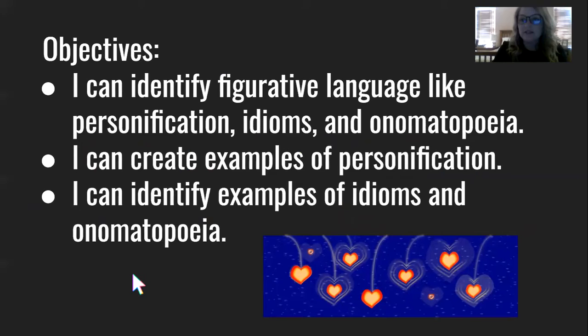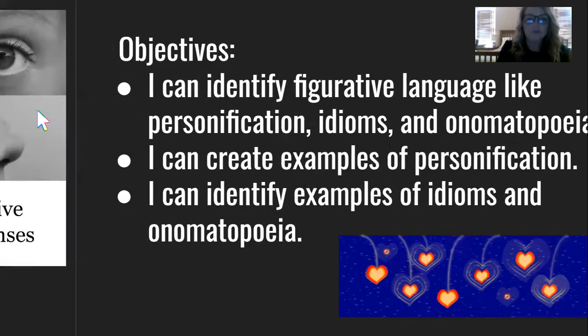And our objectives today are, the first objective is I can identify figurative language like personification, idioms, and onomatopoeia. And then the second objective is I can create examples of personification. And the third objective is I can identify examples of idioms and onomatopoeia. Okay, so those are what we're going to focus on, just those 3 types today in our objectives.